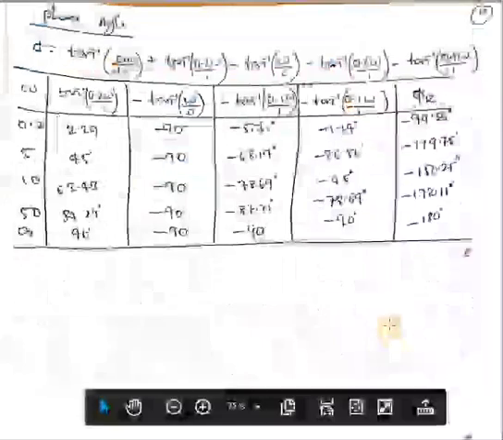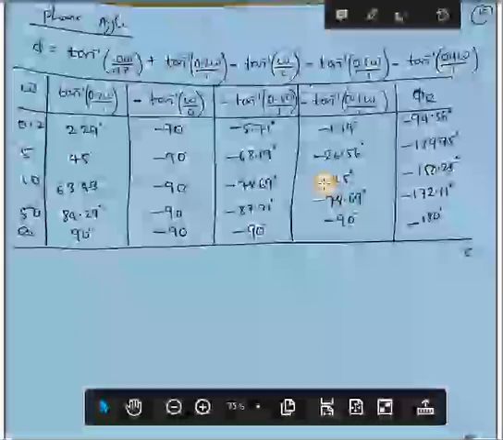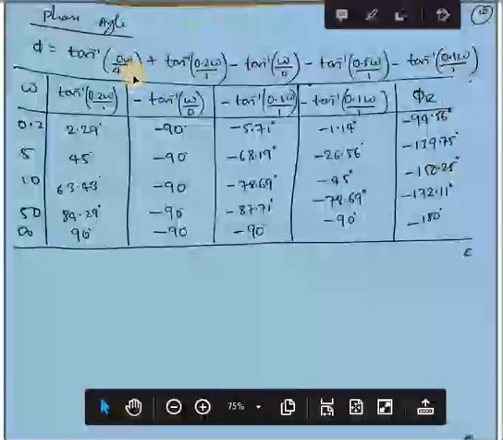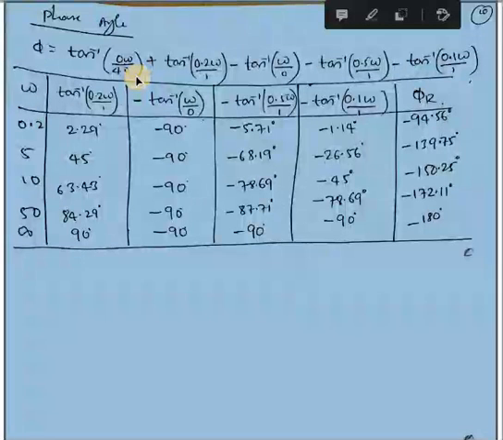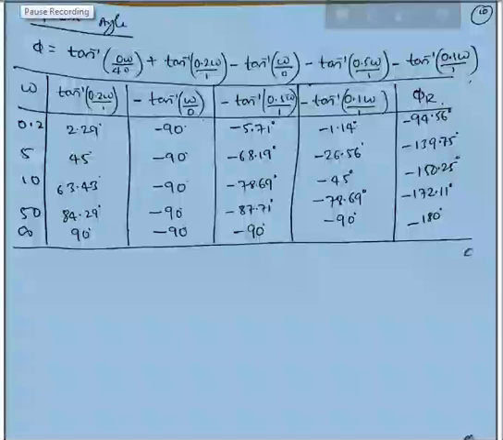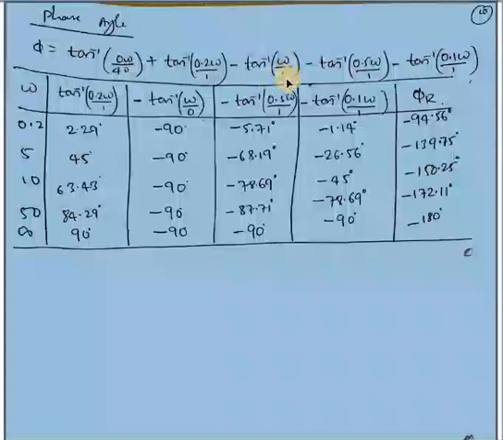Next, you need to construct the phase angle table. For that, phase angle = tan⁻¹(0.2ω) − 90° − tan⁻¹(0.5ω) − tan⁻¹(0.1ω). So construct this table, select the various values of omega.